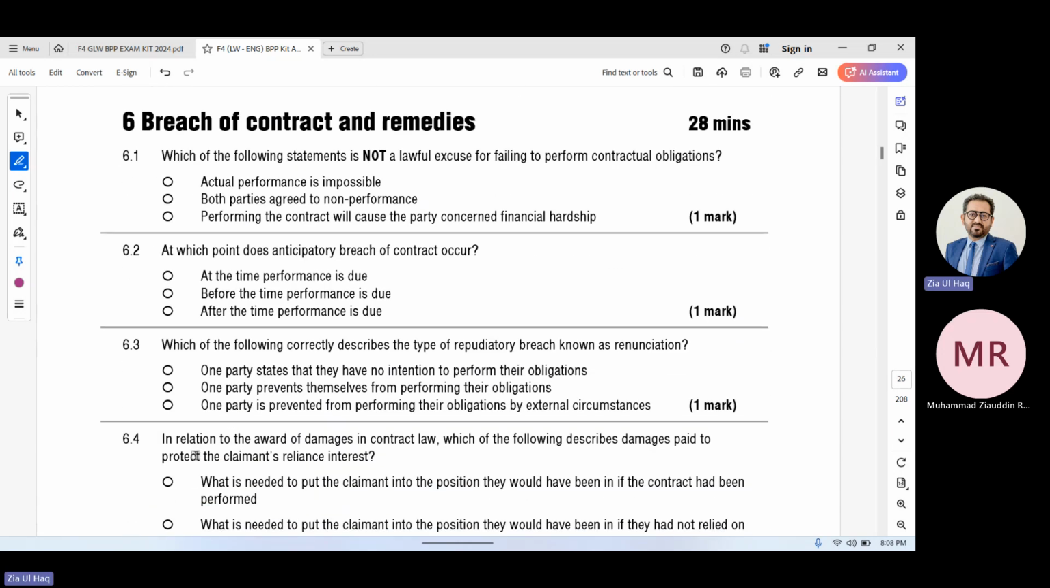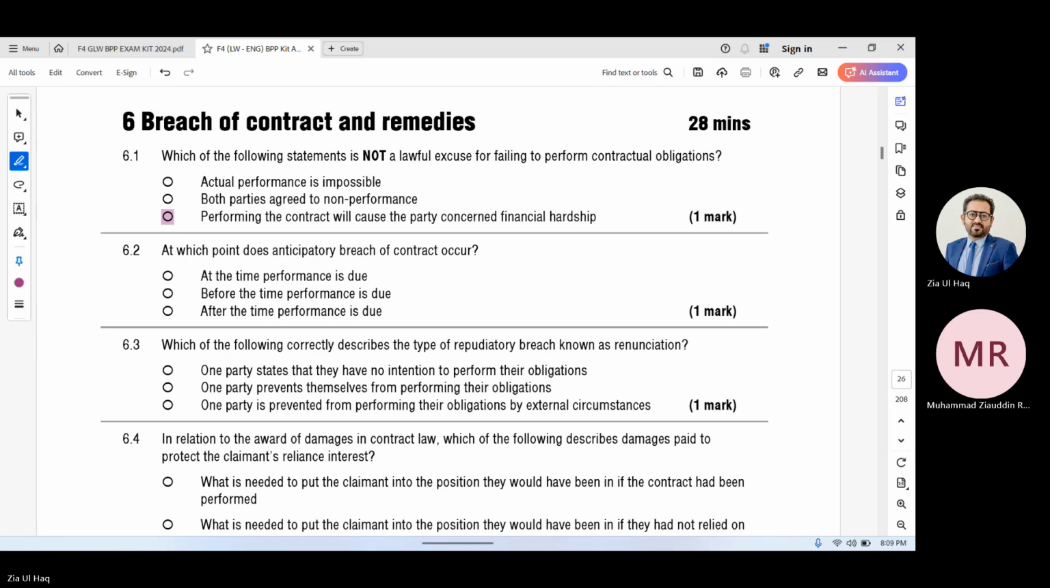6.1, breach of contract and remedies. Which of the following statements is not a lawful excuse for failing to perform contractual obligation? Actual performance is impossible. If actual performance is impossible, this could be a lawful excuse. Both parties agree to non-performance. If both agree, this is a lawful excuse for termination of contract. Performing the contract will cause the party concerned financial hardship. If you are facing financial hardship, then why did you enter into the contract? You should consider that while entering into the contract. After that, you cannot say, oh, I am having financial difficulties. So this is not a lawful excuse.